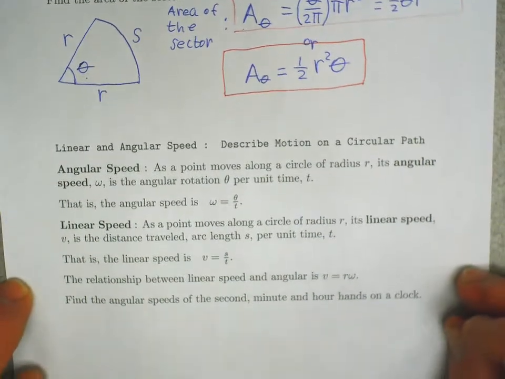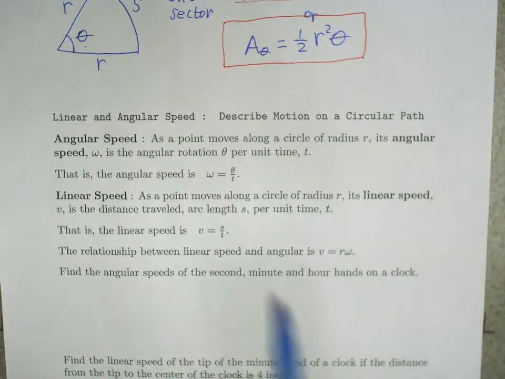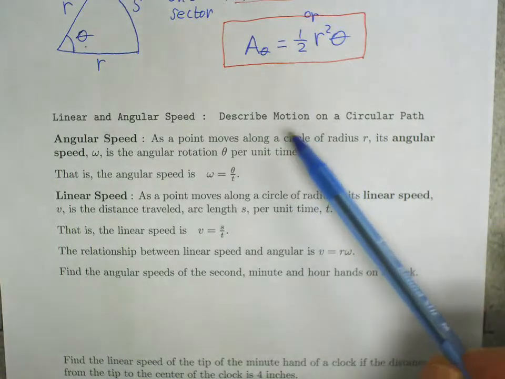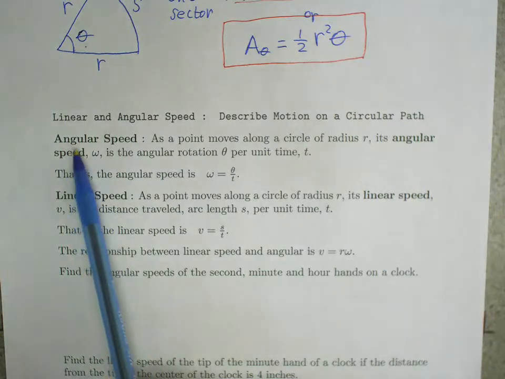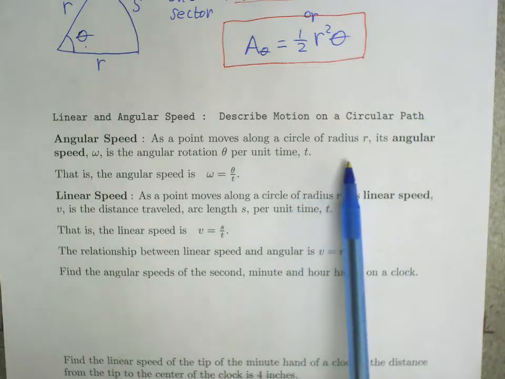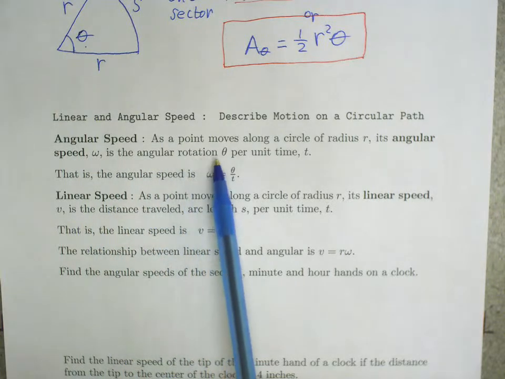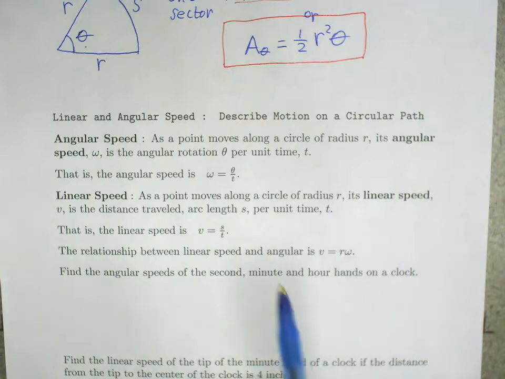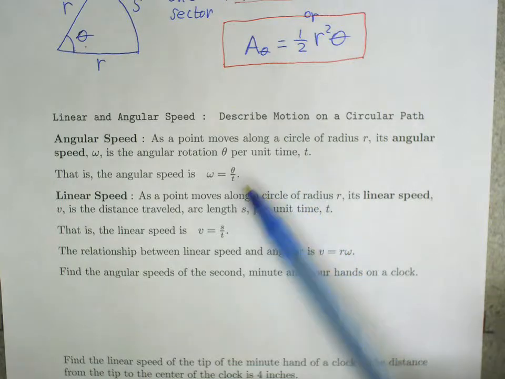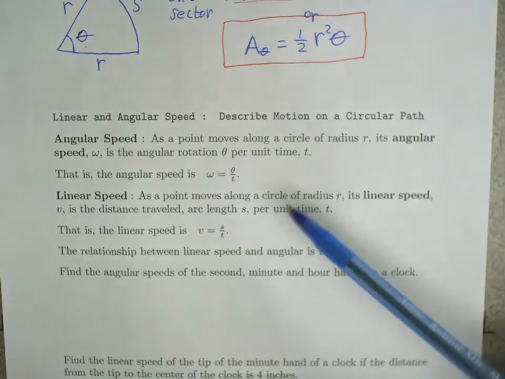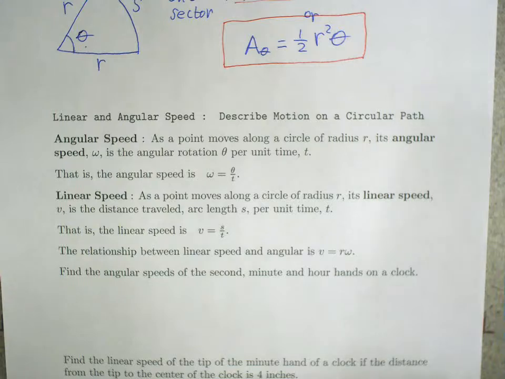Okay, linear and angular speed. This is for the motion of a particle or anything on a circular path. The angular speed, as a point moves along a circle of radius r, its angular speed omega is the angular rotation theta per unit time t. So we just say that the angular speed omega is equal to theta radians divided by t. That tells us how many radians per unit of time that point is moving along the circle.